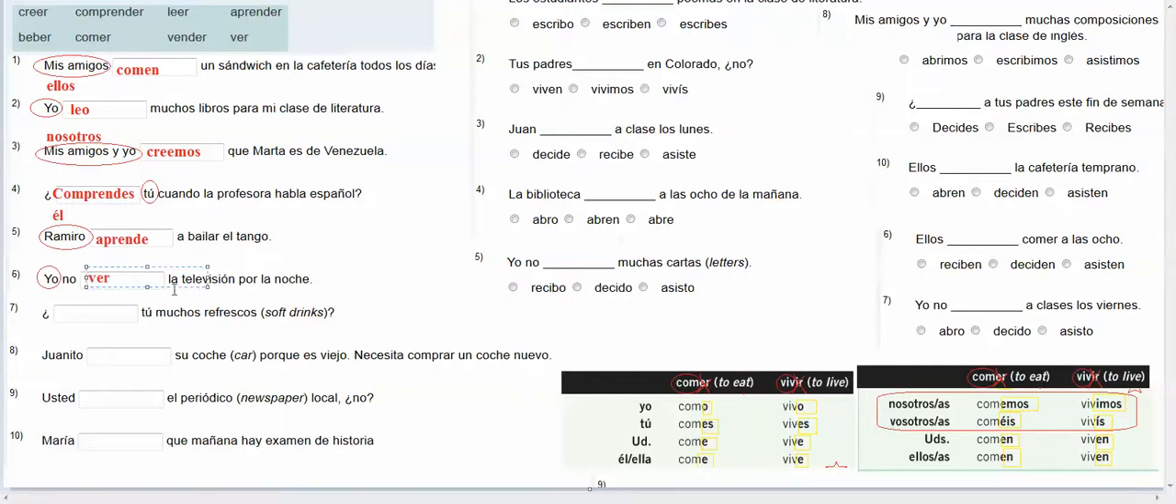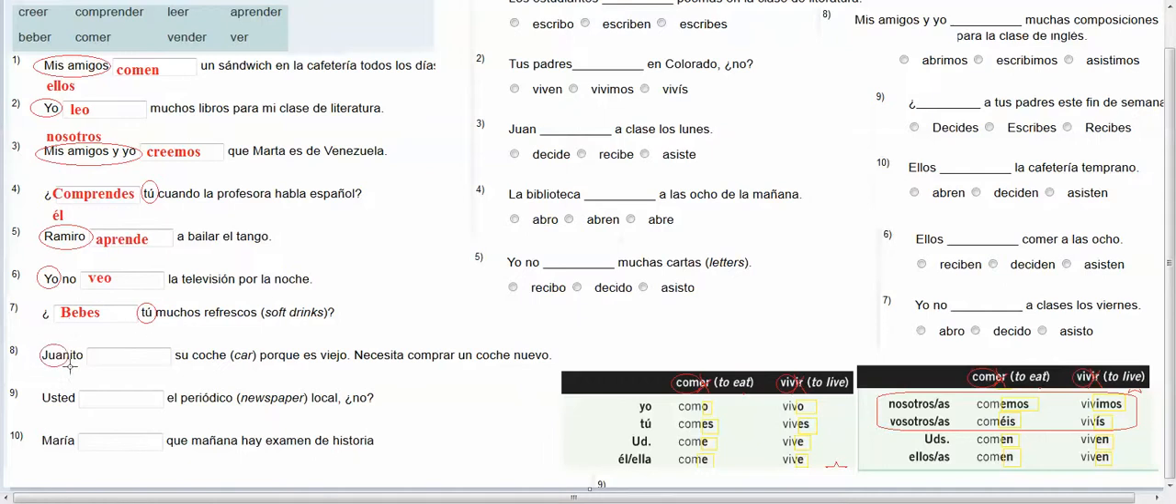Okay, ver is irregular in that it keeps that E, but I'm still going to add an O to the end. Veo. Blank tú muchas refrescos. Tú is the subject. So remember, your subject comes after the verb in a question. If we're talking about soft drinks, it's probably drinking, which is beber. Okay, so I'm going to take the ending off, and I'm going to add the ending that matches tú, which happens to be an ES. Bebes.